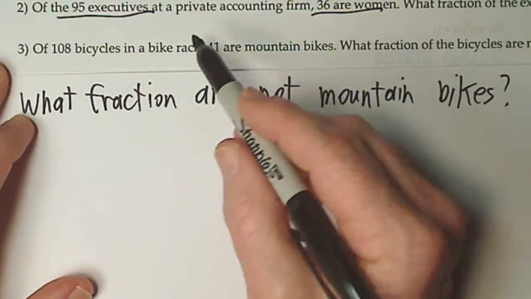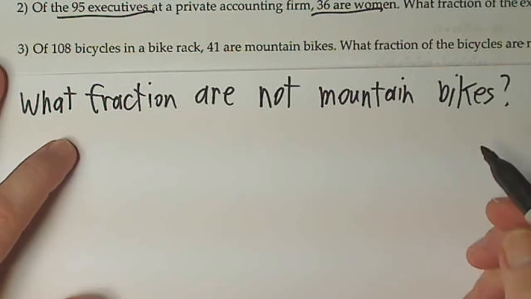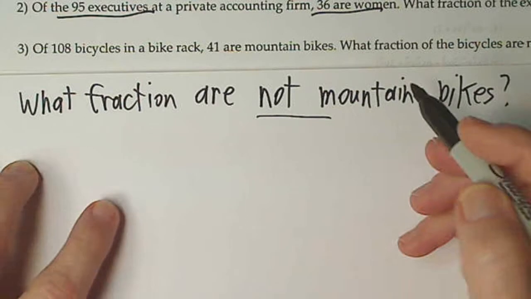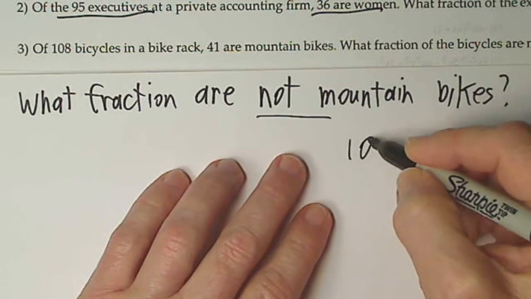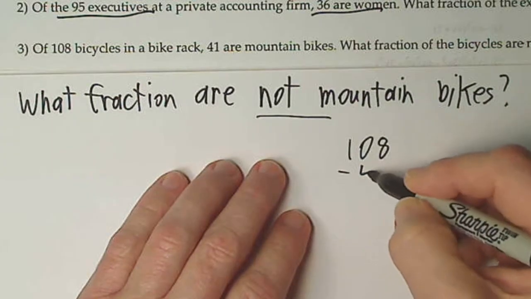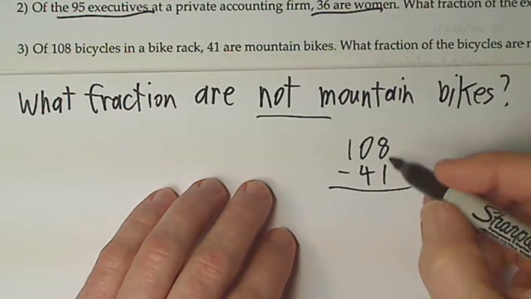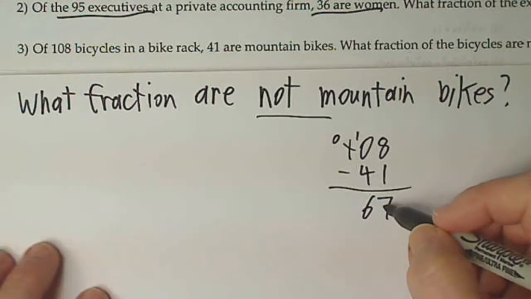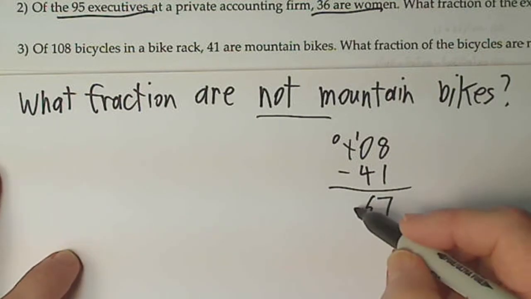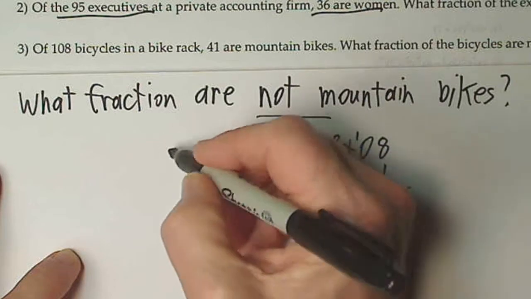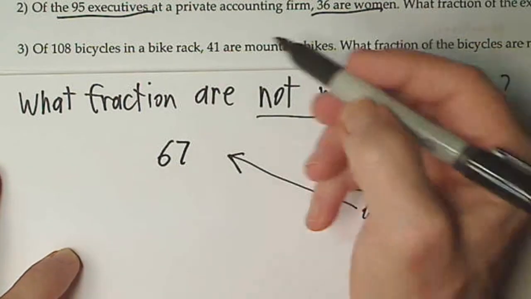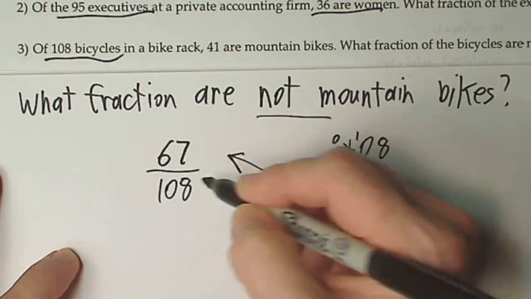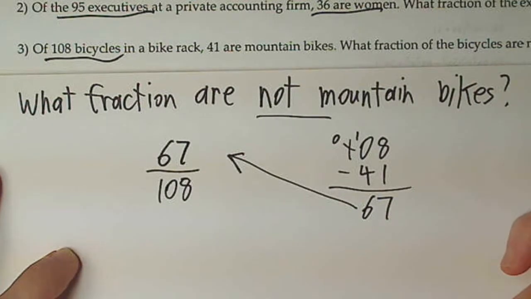Well, if 41 out of 108 are, to find out how many are not, we're going to have to take our 108, subtract 41. That'll give us 67. So that means that 67 out of 108 are not mountain bikes. Okay?